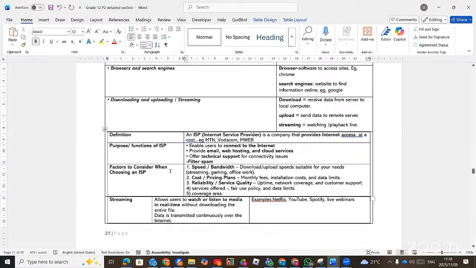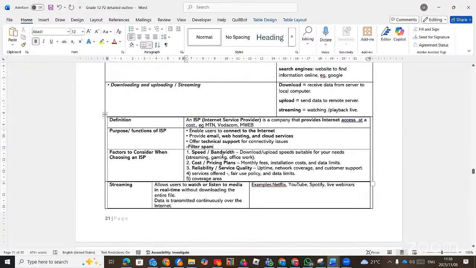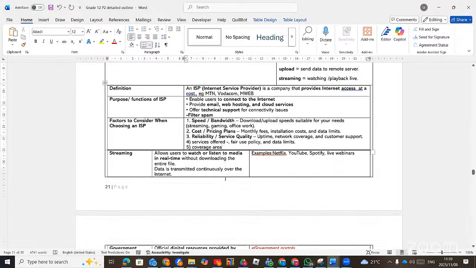What are the factors that you need to consider when choosing an ISP? The first thing to consider is the speed of the connectivity. You must also consider the pricing or cost plans: monthly fee, installation cost, and data limits. You must also consider the services they give you. Are they going to do throttling, or are they going to give you shaped or unshaped service? You must consider all those. And you must also consider the coverage area. Is it available in your area or not?